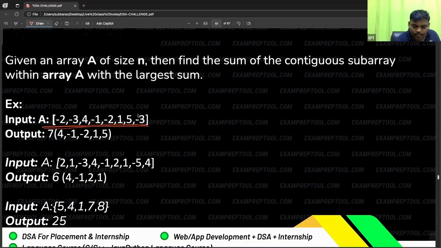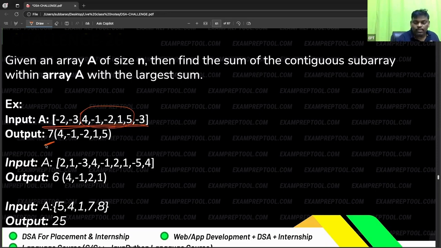This is the array. In this array, you have to find the continuous subarray whose sum is maximum. If you observe clearly, 4, 1, 4, minus 1, minus 2, 1, 5. If you take this, this is the continuous subarray whose sum is maximum, 7.